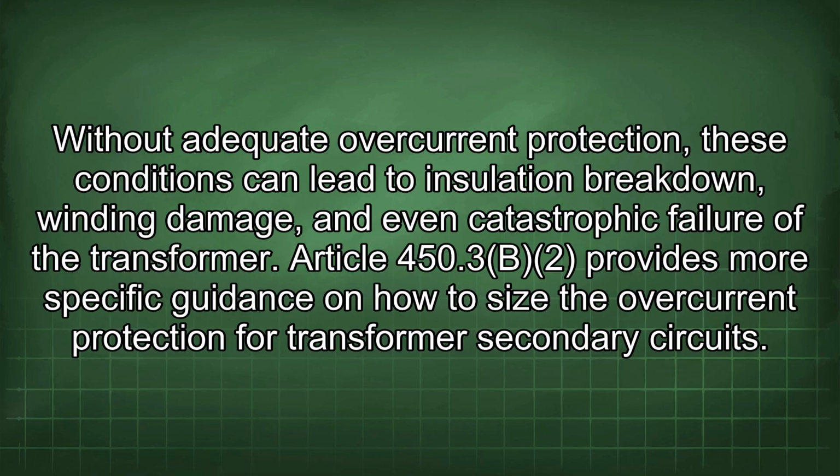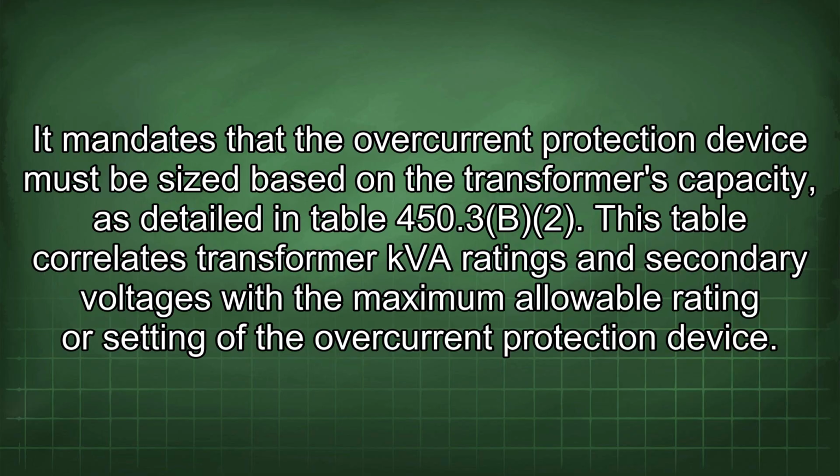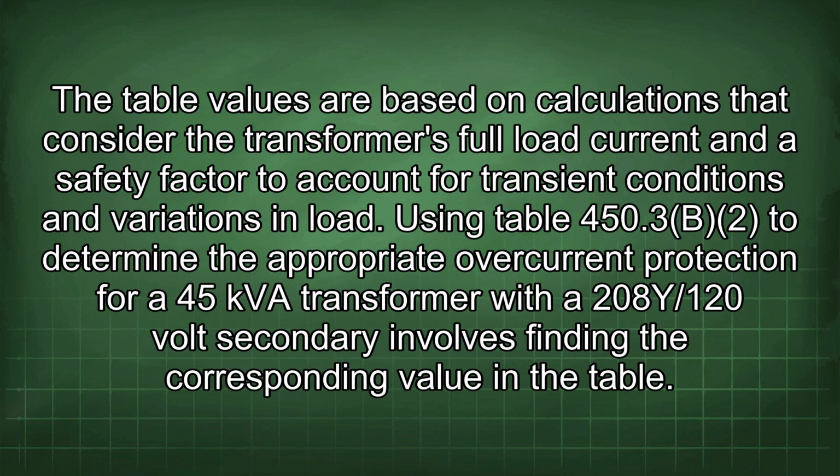Article 450.3(B)(2) provides more specific guidance on how to size the overcurrent protection for transformer secondary circuits. It mandates that the overcurrent protection device must be sized based on the transformer's capacity as detailed in Table 450.3(B)(2). This table correlates transformer kVA ratings and secondary voltages with the maximum allowable rating or setting of the overcurrent protection device. The table values are based on calculations that consider the transformer's full load current and a safety factor to account for transient conditions and variations in load.